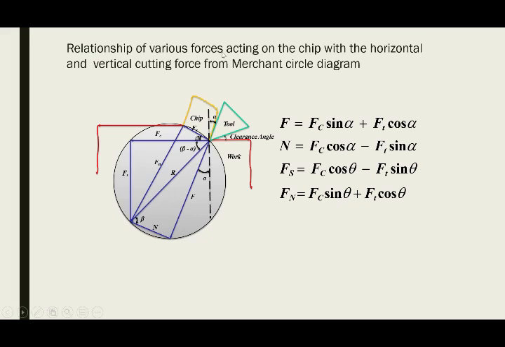The relationship of various forces acting on the chip with the horizontal and vertical cutting forces from the Merchant circle diagram are: F is equal to Fc sin alpha plus Ft cos alpha, N is equal to Fc cos alpha minus Ft sin alpha, Fs is equal to Fc cos theta minus Ft sin theta, and Fn is equal to Fc sin theta plus Ft cos theta.